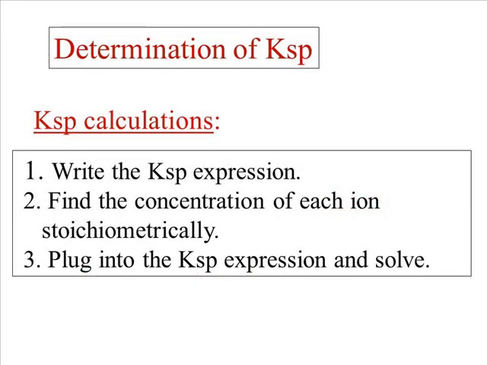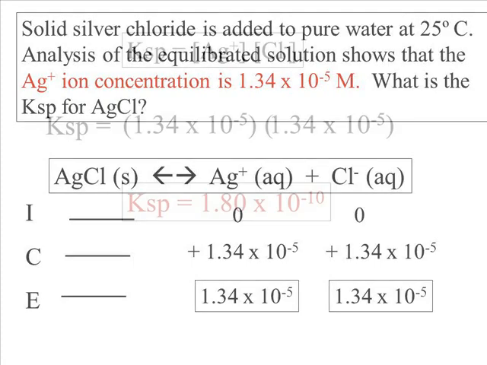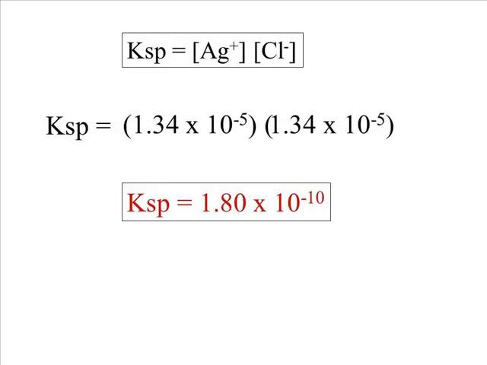To determine KSP, write the expression, somehow determine the concentration of each ion, plug it in, and solve. So here's a nice example. They tell you the silver ion concentration. From that, you know the chloride ion concentration since it's a 1-to-1 ratio. So at equilibrium, you have 1.34 times 10 to the -5 molar of each of those species. Put it into the KSP expression and solve for KSP.